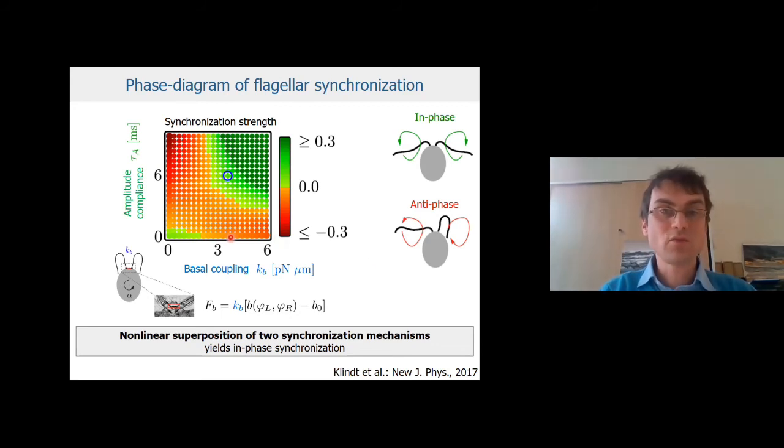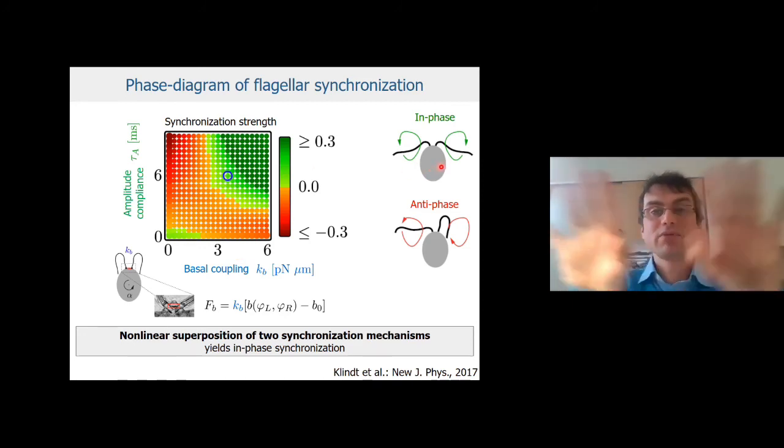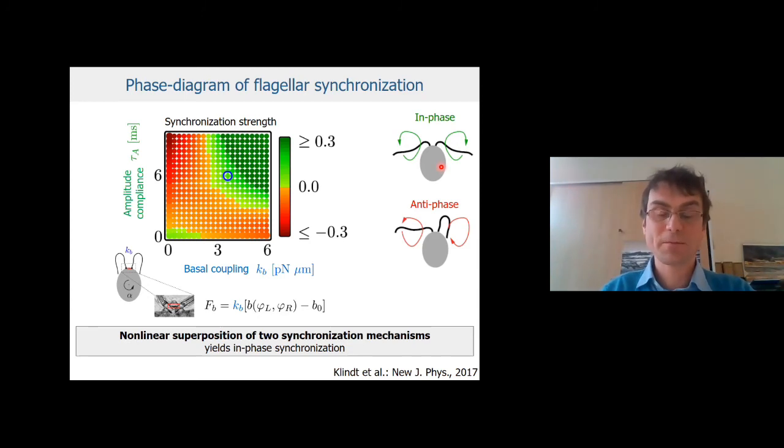It may be that you have one mechanism, like the basal coupling, and you have a second mechanism, the amplitude compliance. And separately, each of these mechanisms predicts antiphase synchronization, depicted here, where the two cilia have a phase difference of half a period. But if you have these two mechanisms that separately give antiphase synchronization together, you are here in the phase diagram, and you get in-phase synchronization like a breaststroke swimmer, like observed in experiments.